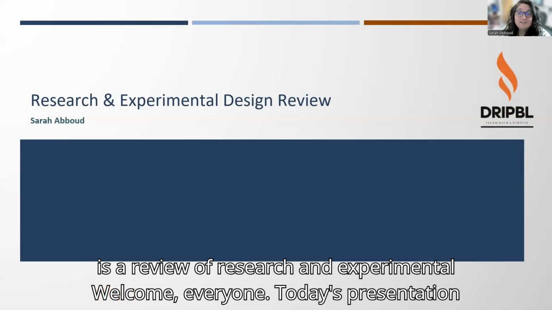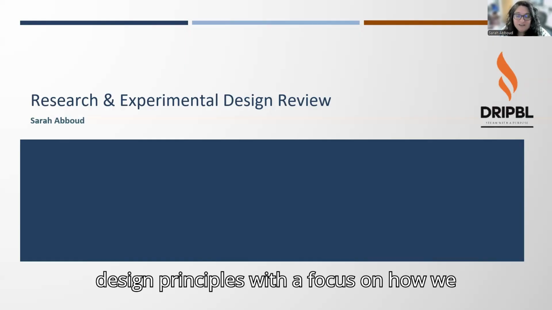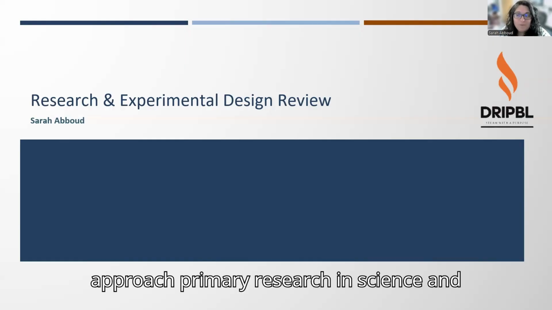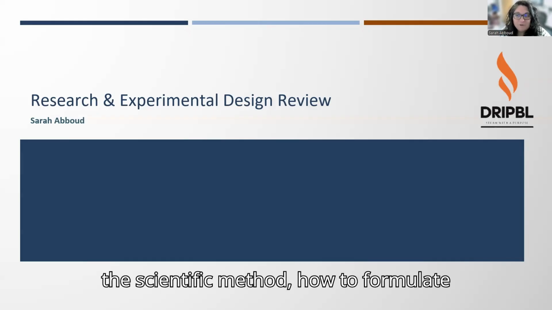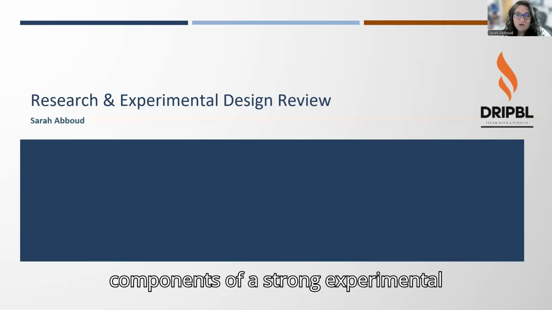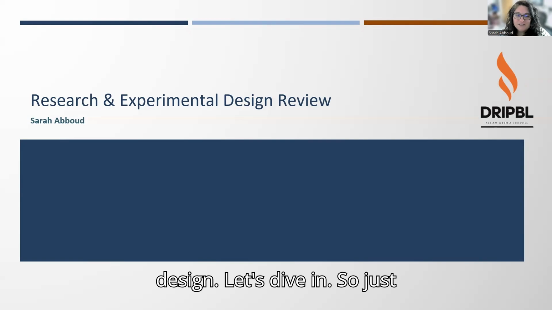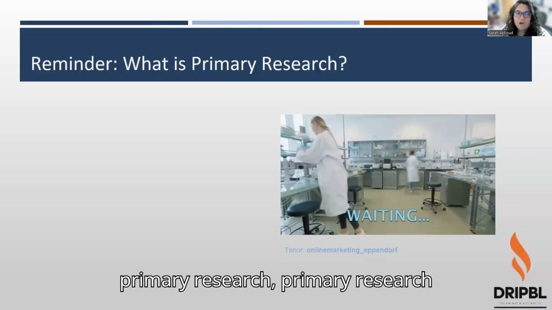Today's presentation is a review of research and experimental design principles with a focus on how we approach primary research in science and engineering. We'll cover key elements of the scientific method, how to formulate questions and hypotheses, and the components of a strong experimental design.